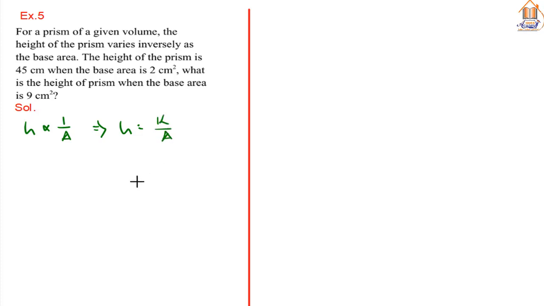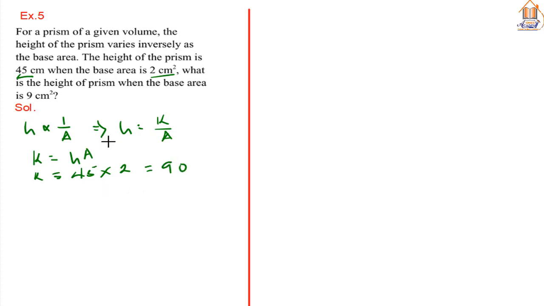Now, what are we going to do here? We're going to make K the subject of the formula. Therefore, we have our K is equal to HA. From the question, it is given that our H, which is the height, is 45 when the base area is 2 centimeter cube. So we have our K will now be equal to 45 times 2, which gives us 90.